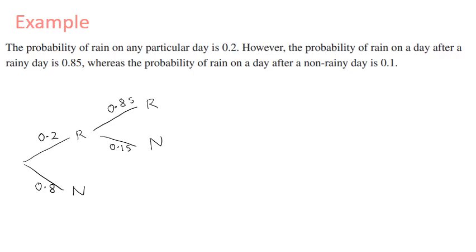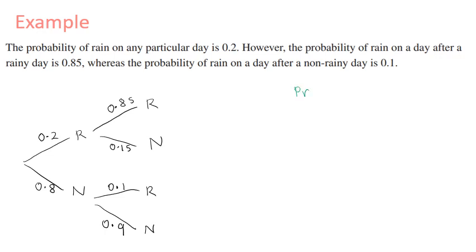The last thing it says is the probability of rain on a day after a non-rainy day. So after a non-rainy day, the probability of rain is 0.1. So that means the probability of not getting rain is 1 minus 0.1, so 0.9. Okay, so now we've drawn the tree diagram, time to check the formula.